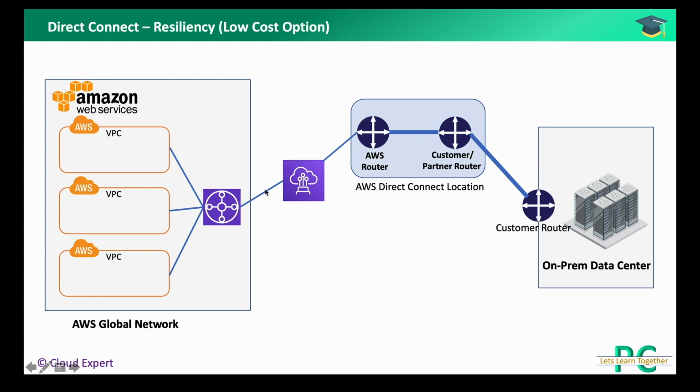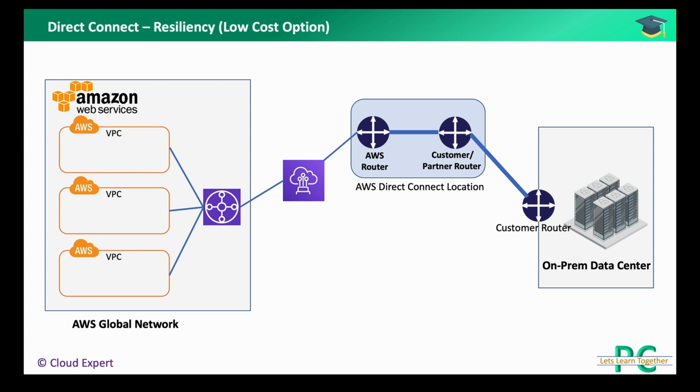If you are using VPN, VPN will have connection problems. It will not have consistency. It will go via public internet and you may suffer speed. But with Direct Connect, it will be consistent. It is private. It is secure. Although VPN is encrypted end to end.